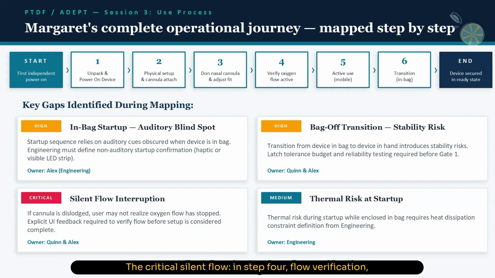The critical silent flow. In step 4, flow verification, Margaret needs confirmation that oxygen is flowing. In a dark bedroom, she can't rely on the visual user interface. Startup confirmation needs to be non-auditory or provide redundant feedback. That's a new constraint that the Greenlight packet didn't surface, and it flags directly into HFE. Flow verification is a safety-critical task, and the user interface feedback design is a potential human factors engineering control.